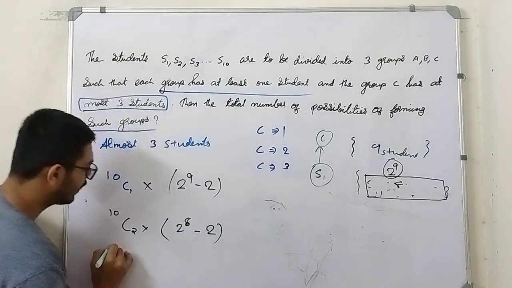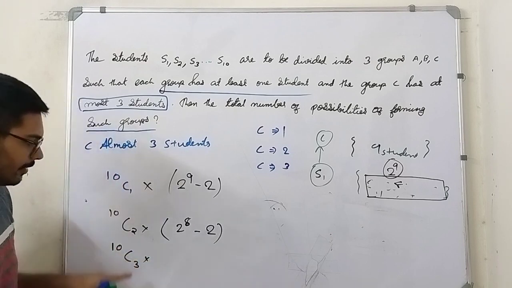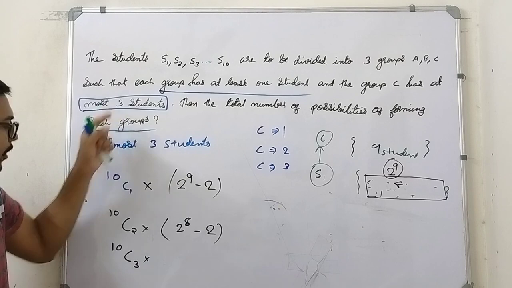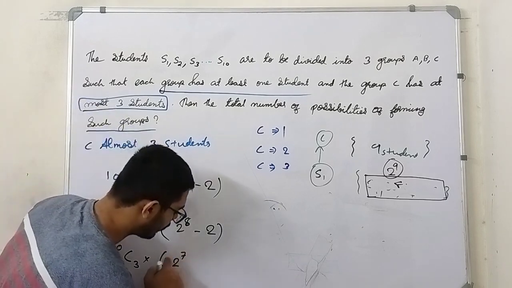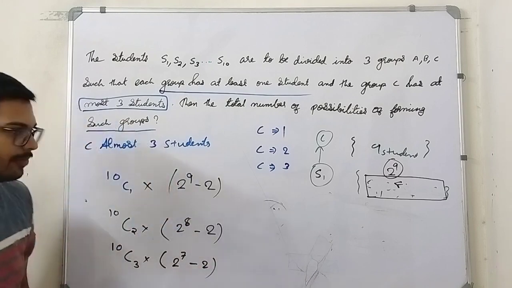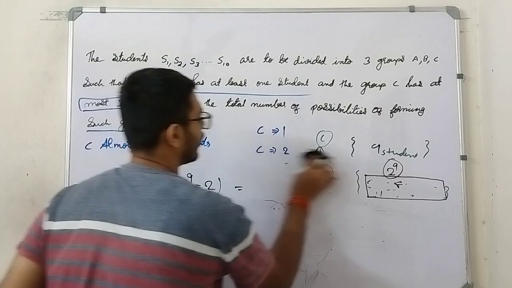The same thing, if we are selecting 3 students for C, the maximum number of students for C, the rest of the students will be 7 students. It will be 2 raised to 7 minus 2. Now we need to calculate for these whole values. Now we can calculate.